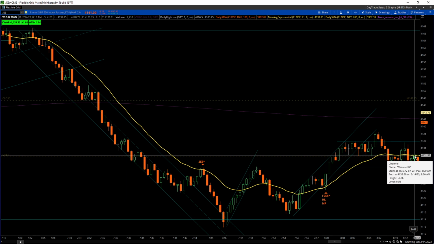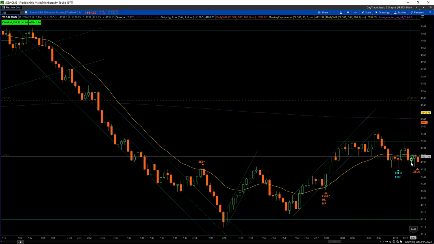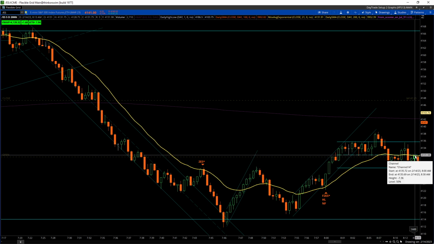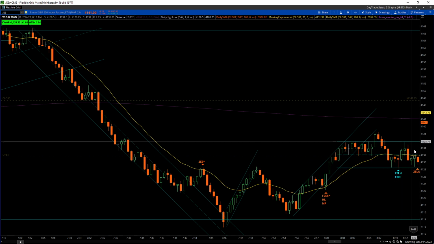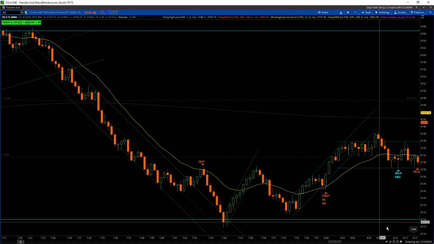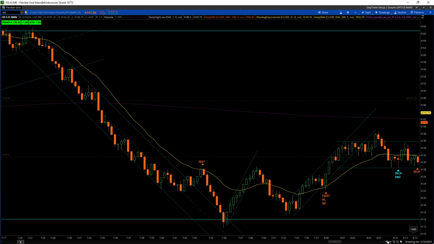So I didn't take this trade just because it was below the EMA. EMA is flattening out. It is within the trading range. And even though this is a decent signal bar, I just didn't feel confident in taking that trade at the moment. So I pretty much left that trade alone.